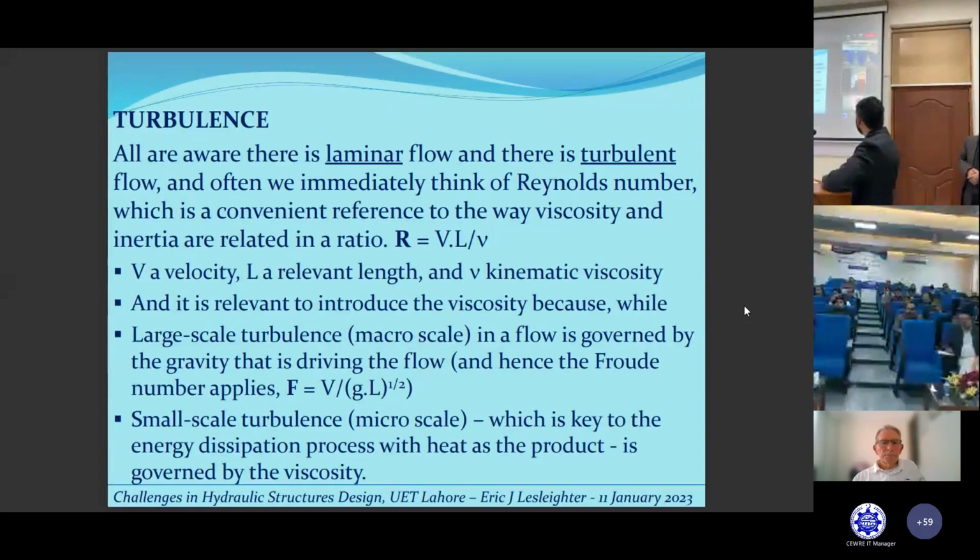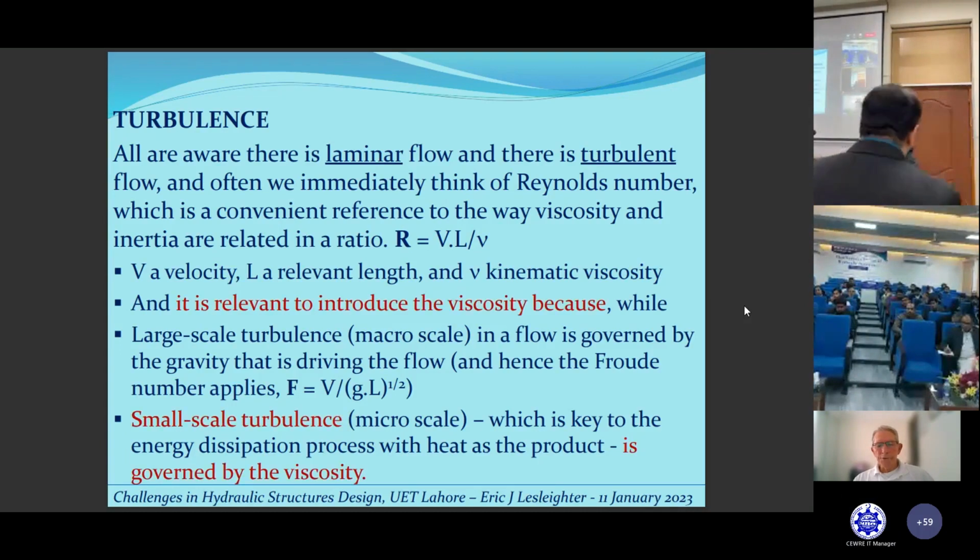Turbulence. So here we're starting off by defining the difference between laminar and turbulent flow, the Reynolds number being a number that we use to delineate the difference between those two types of flow, where V is a velocity, L a length, and nu the kinematic viscosity. I just make the point there that the viscosity is important in energy dissipation and in transients. Large-scale turbulence, as distinct from small-scale turbulence, large-scale turbulence or macro-scale, is dependent upon the Froude number of the flow.